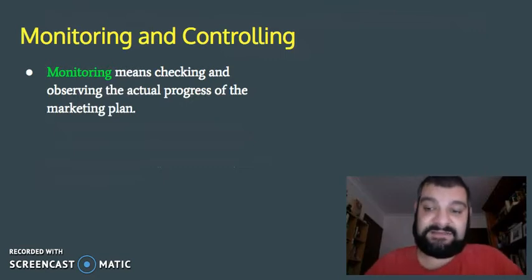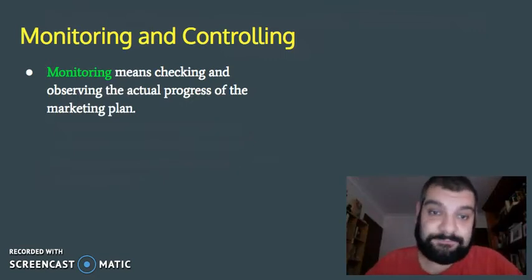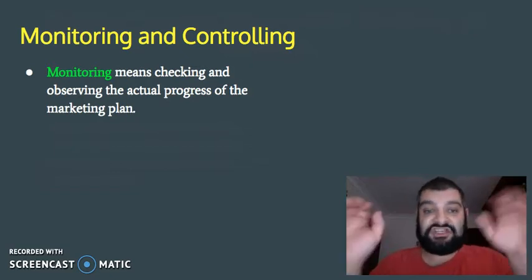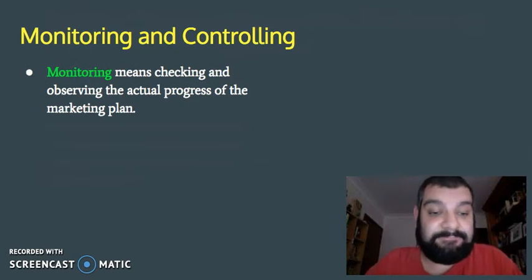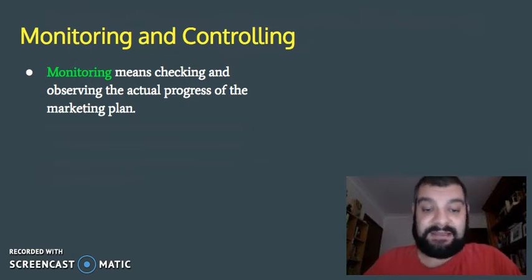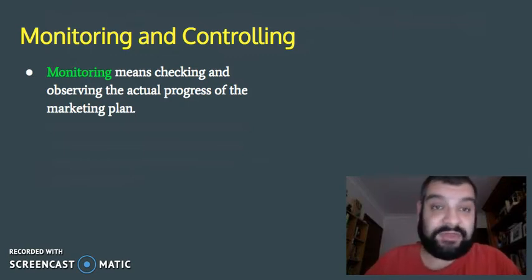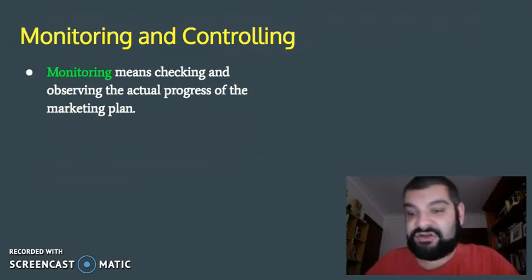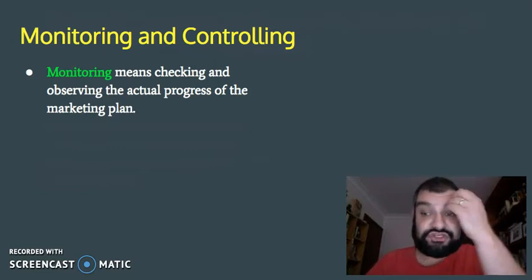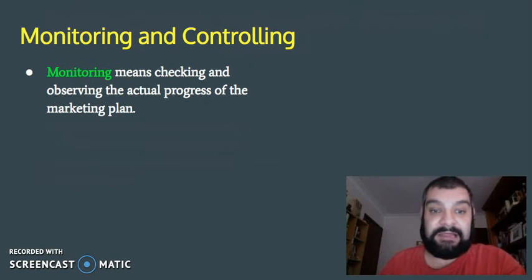Once they've implemented it, they need to then monitor and control it to make sure it's actually doing what they want it to do. Okay, so monitoring means checking and observing the actual progress of the marketing plan. Now this requires the marketing department personnel as well as other employees to gather information and report on any important changes, problems, opportunities that may arise during the life of the marketing plan.